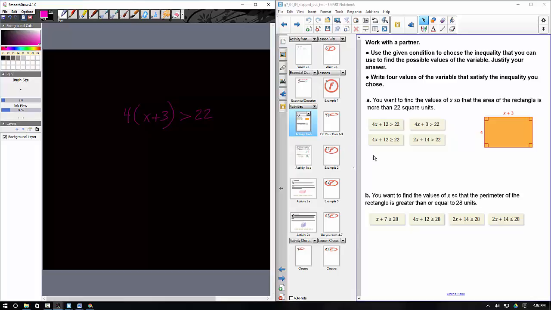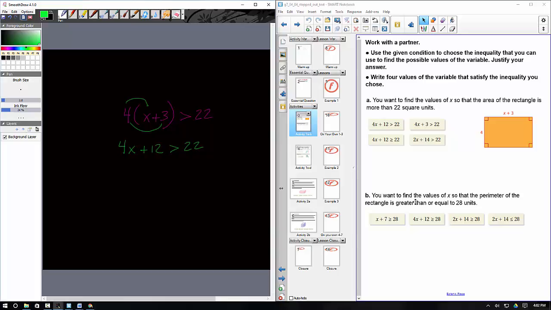You'll look here and notice that none of these examples look the same, so I'm going to have to distribute. 4 times x is 4x, and 4 times positive 3 is positive 12, and that's all going to be greater than 22. I look up here for the one that will work, and it looks like it'll be the first one. So that would be what I'd use here.